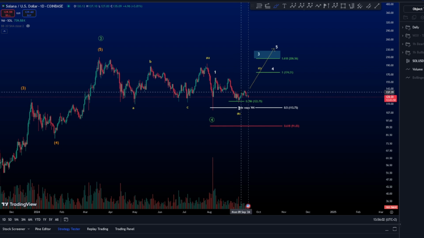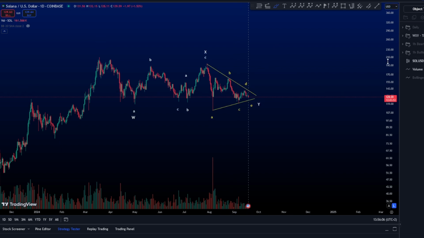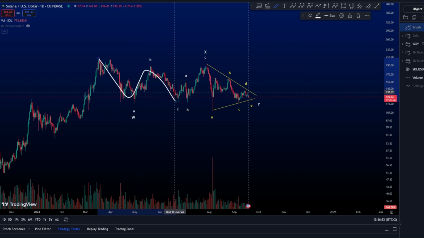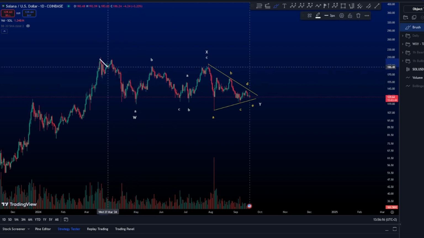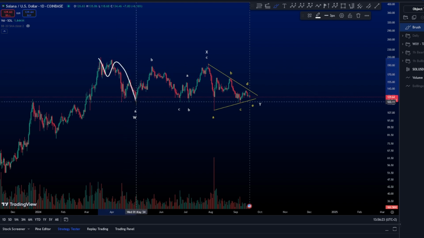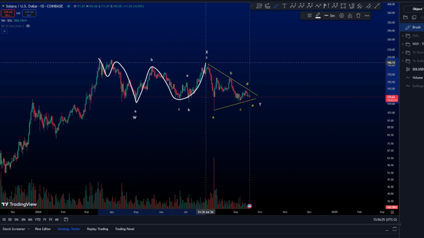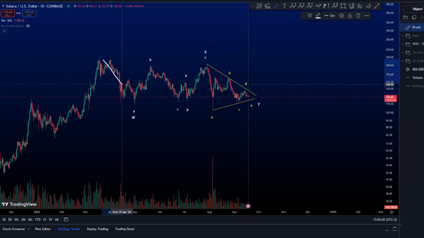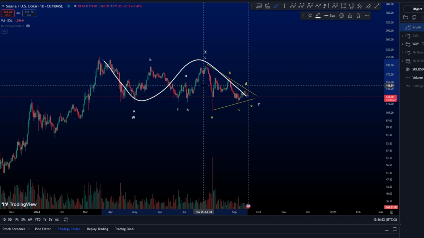Another scenario, which has a much higher possibility, is the WXY triangle for wave Y. By all means, we are looking at an ABC again, of course, as a zigzag. However, this zigzag now is transformed in several waves. So we are going to consider that this is an A, and this is a B, and this will be your C. But this will be in the form of WXY, so 3 waves as well, same as an ABC.